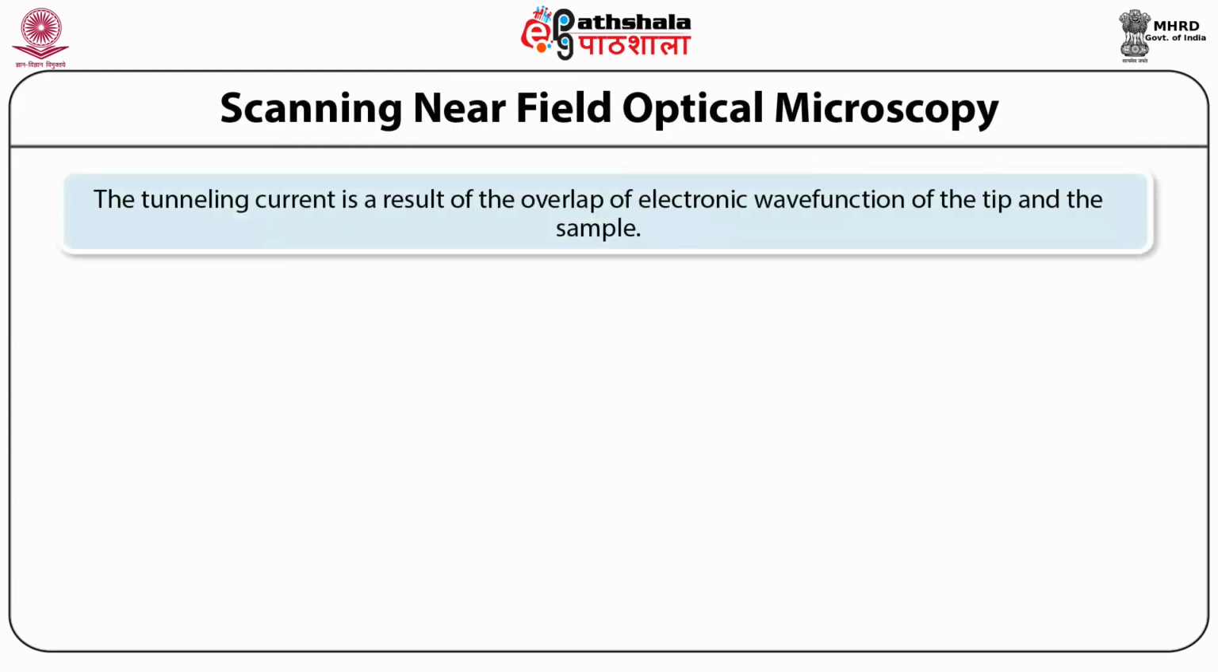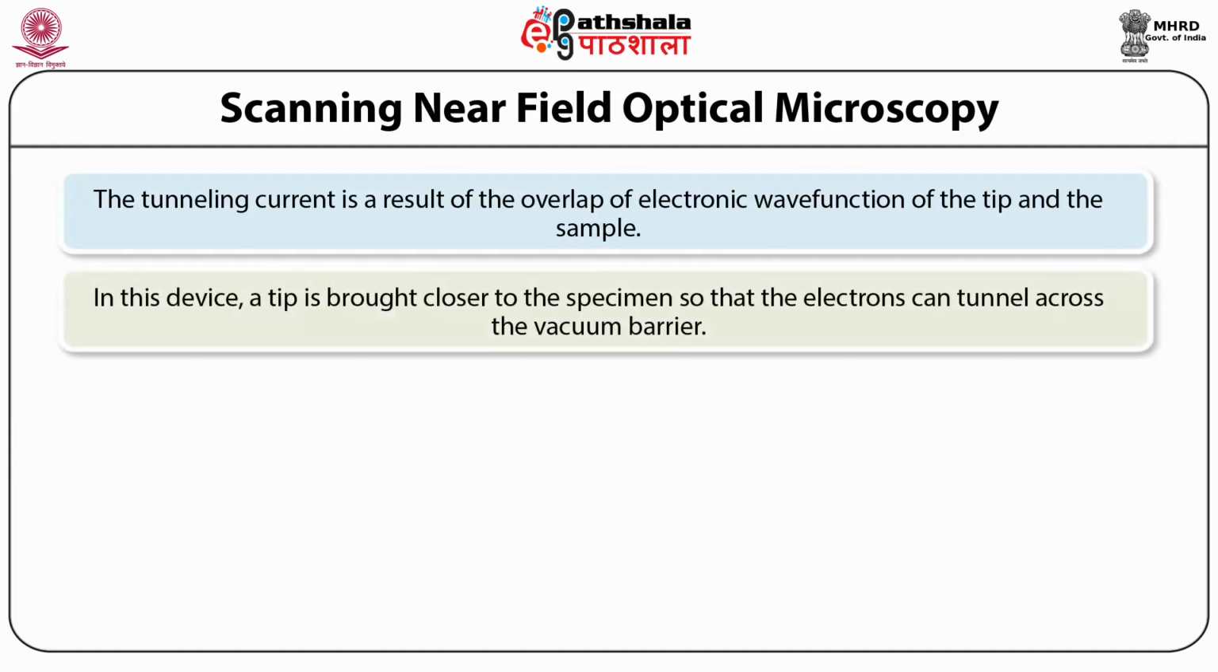The tunneling current is the result of the overlap of the electronic wave functions of the tip and the sample. In this device, a tip is brought closer to the specimen so that electrons can tunnel across the vacuum barrier. The position of the tip is adjusted by two piezoelectric scanners with X and Y control.